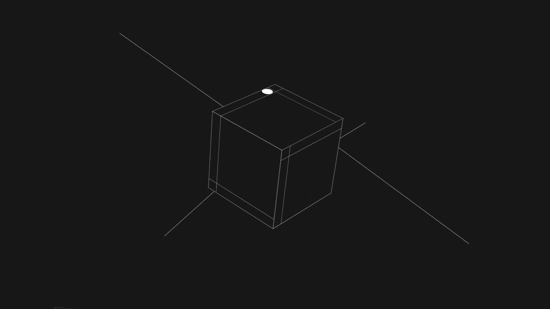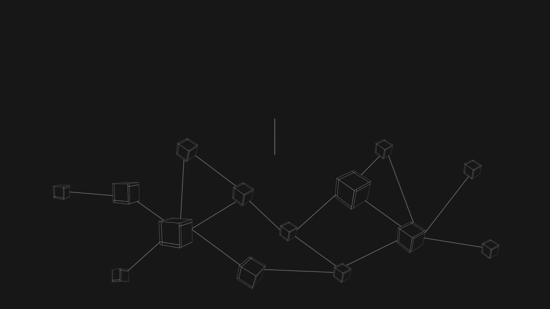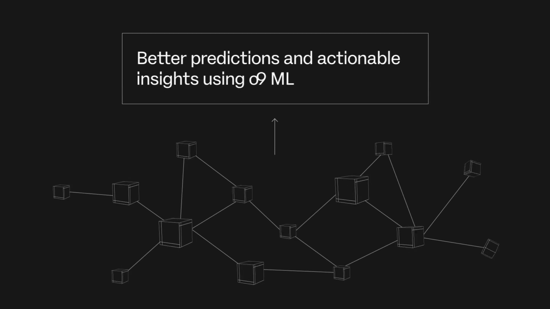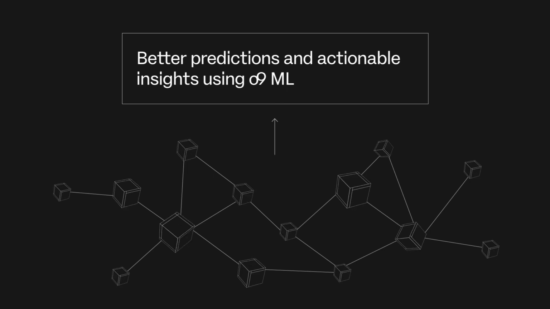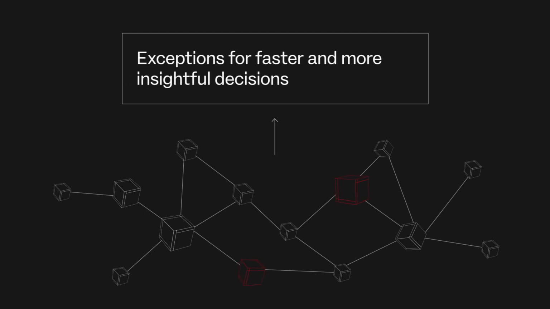The digital brain converts data into knowledge by connecting large amounts of discrete data using nodes and edges to build the Enterprise Knowledge Graph, or EKG. O9 machine learning uses this knowledge based on lagging and leading indicators to make better predictions. O9 also highlights actionable exceptions for planners to make faster and more insightful decisions.